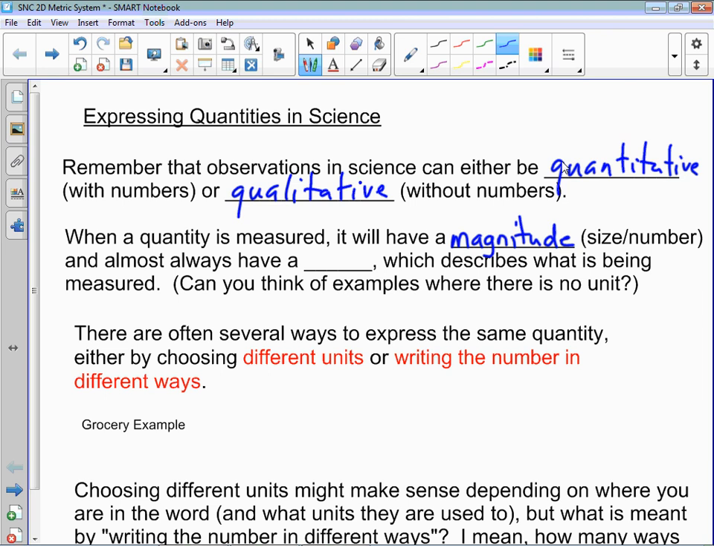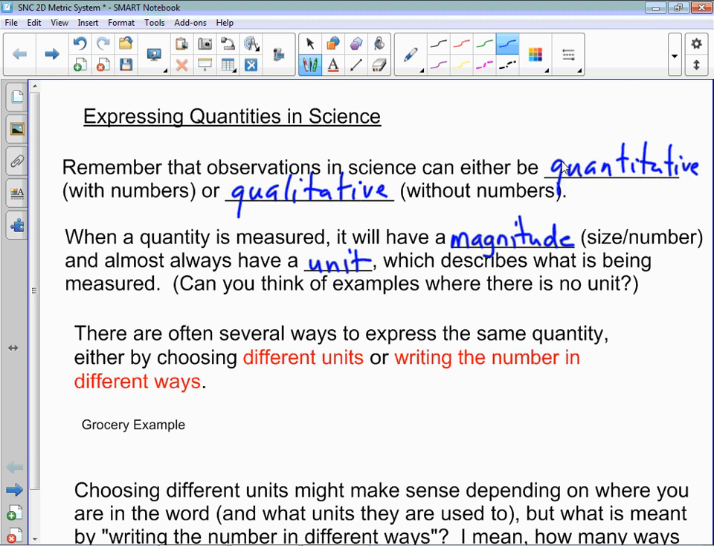And most numbers, not necessarily every number, but most numbers will have something else. Because if I just say, how far away do you live from the school? And I say 2. 2 what? What else do we need? So we need a magnitude and a unit.